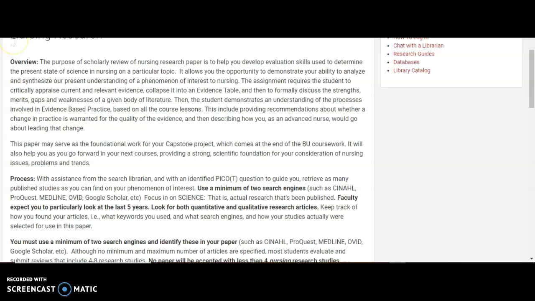I'm not going to spend much time going through the overview, but something I want to point out is that this paper may serve as the foundational work for your capstone project, which comes at the end of the BU coursework, and it will also help you as you go forward in your next courses. That's important to remember because you're now beginning to build on concepts that you're going to use to complete your capstone project.